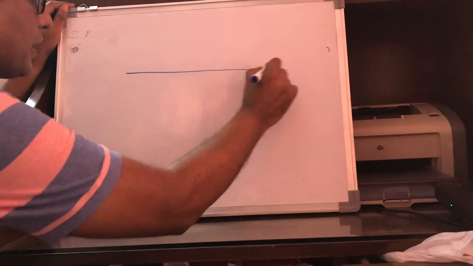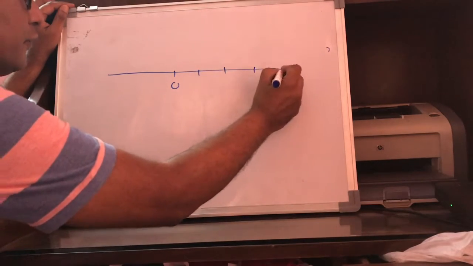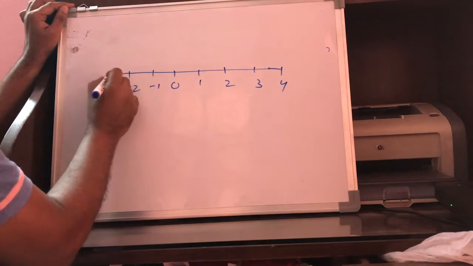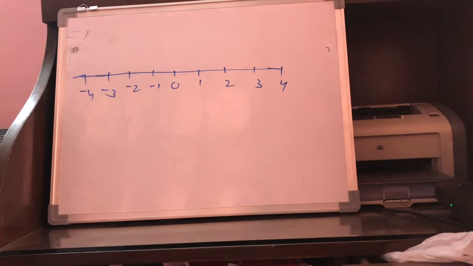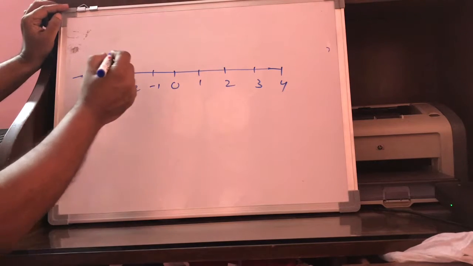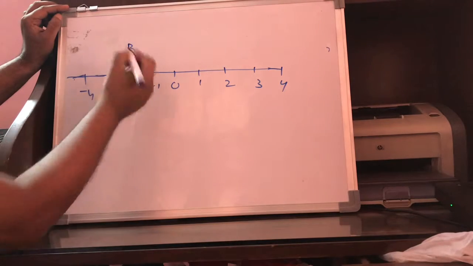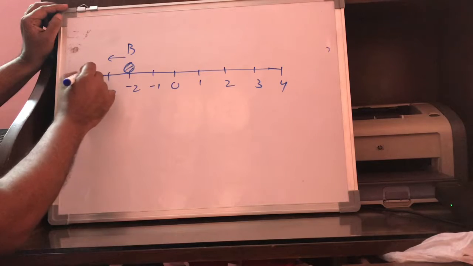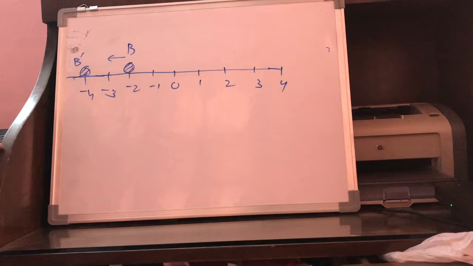Again I am drawing the number line, and this is 0, 1, 2, 3, 4, positive numbers, and -1, -2, -3, -4 the negative numbers. Now suppose that there is a ball which is placed at x is equal to -2 meter. The ball B is placed at x is equal to -2 meter, and from -2 meter it moves to x is equal to -4 meter. So B dash is the final position of the ball.